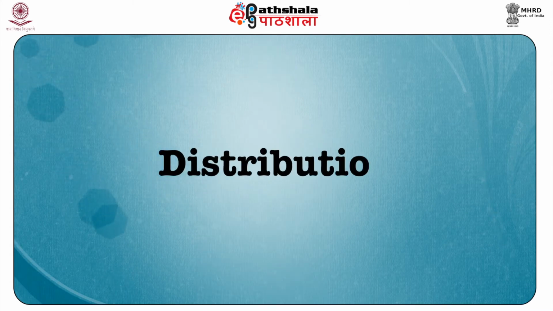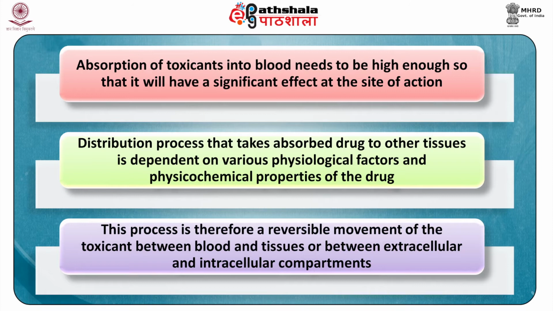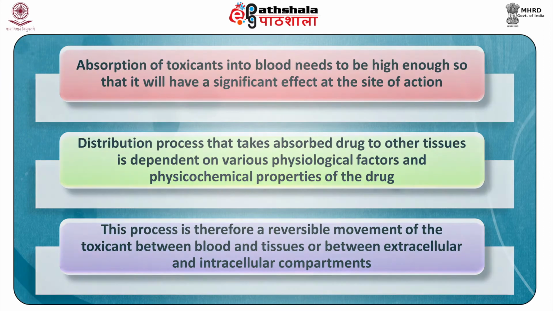Second is distribution. Absorption of toxicants into the blood needs to be high enough so that it will have a significant effect at the site of action in other areas of the body. The distribution process that takes the absorbed drug to other tissues is dependent on various physiological factors and physicochemical properties of the drug. This process is therefore a reversible movement of the toxicant between blood and tissues or between extracellular and intracellular compartments.